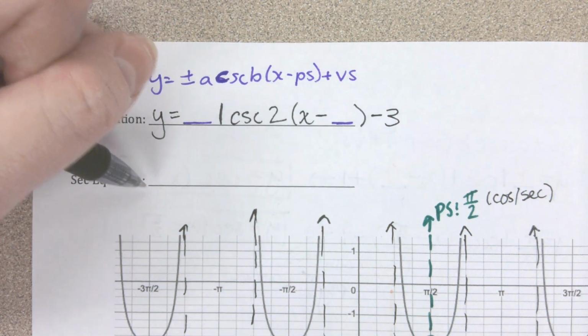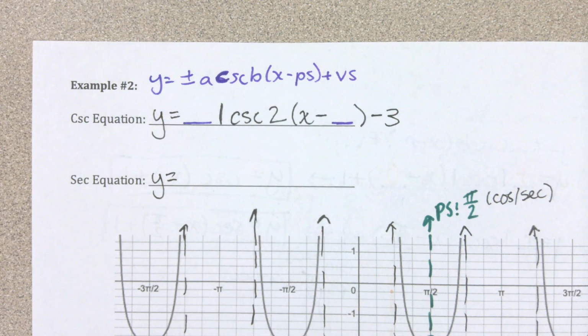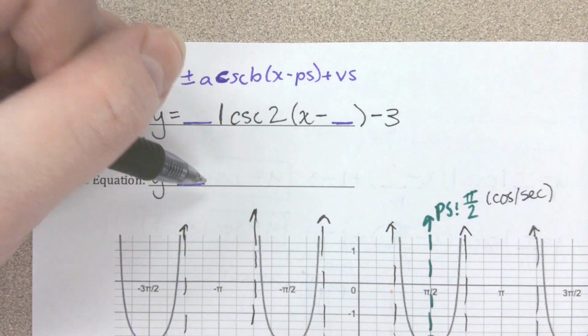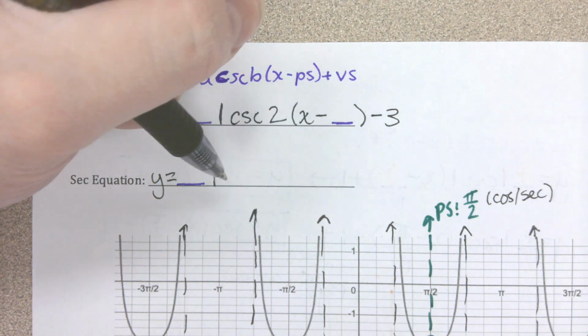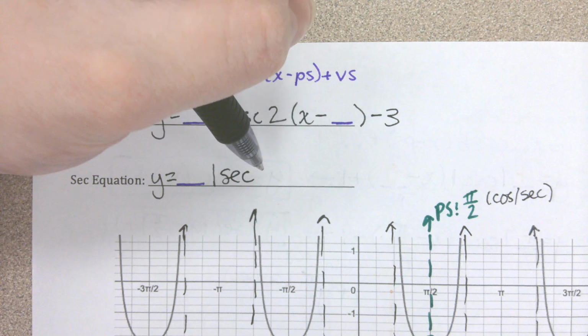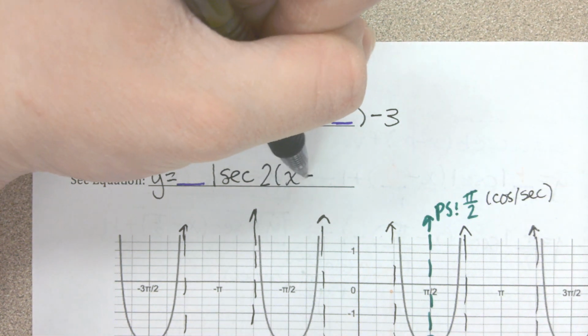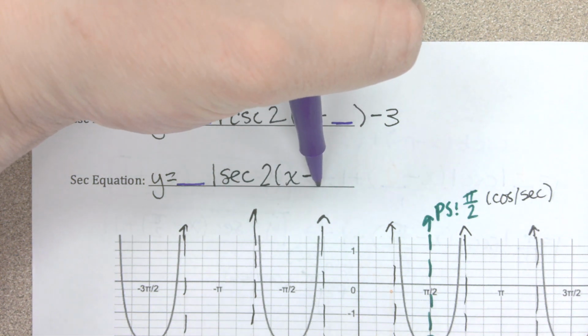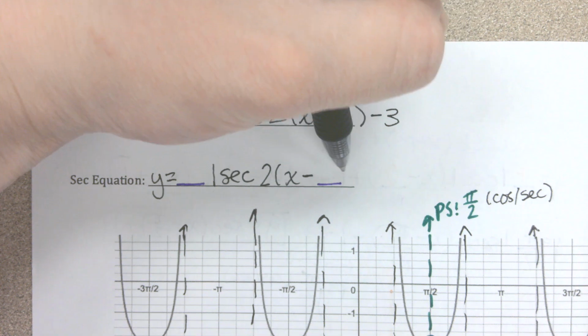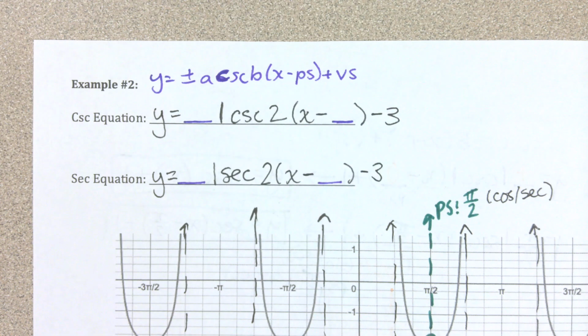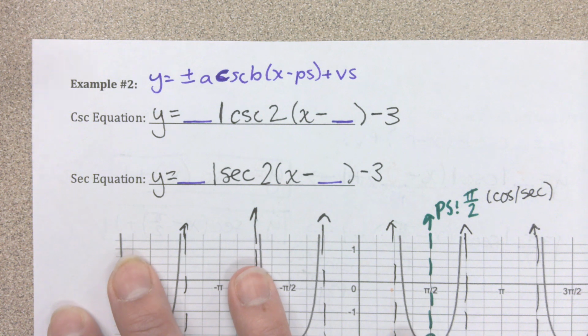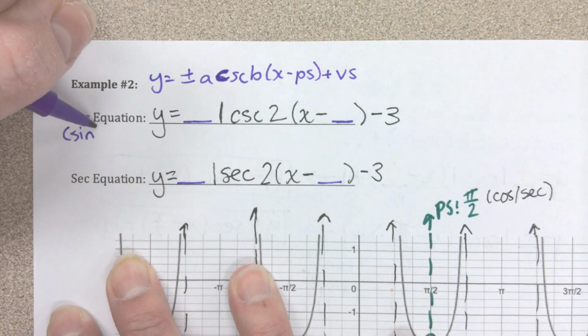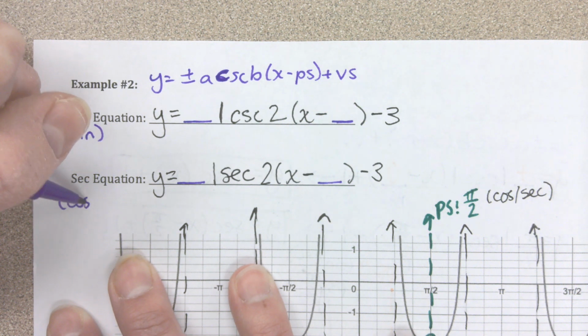I'll repeat that for the secant equation below. Y equals, again, we'll determine if a is positive or negative. a, which is 1, secant b, which is 2, x minus phase shift, which I'll fill in a moment. I've already got that, minus 3. Again, cosecant pairs with sine and secant pairs with cosine.